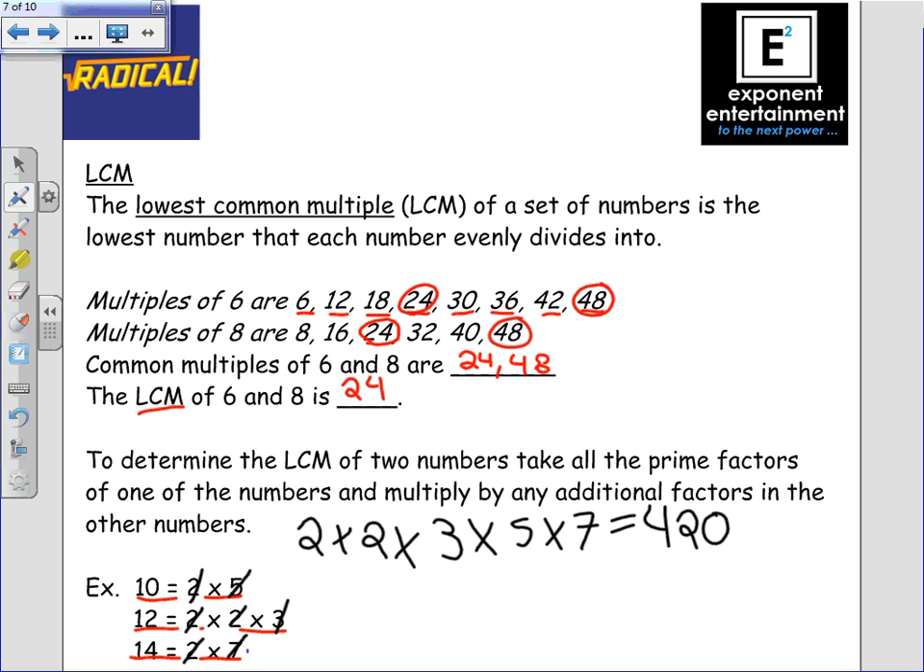Any more questions about lowest common multiple? Yes. The highest amount you see for the lowest common multiple. Yeah, it's confusing, right? It's kind of reversed.